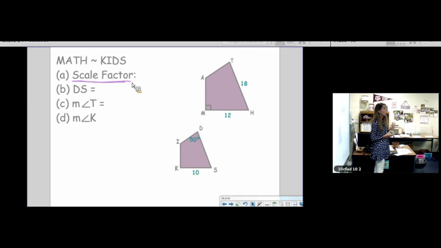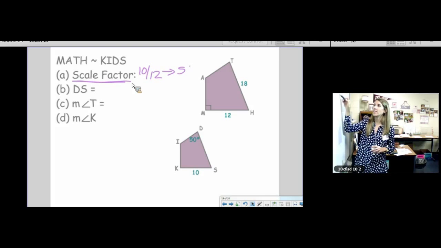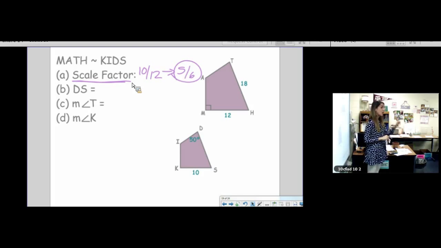Find two sides that correspond, that go together, and put the second over the first. 10 over 12. Now, if you wrote that as your answer, I would count it wrong. Good. Thank you. Very good. 5 over 6 is the scale factor. Second over first. All right.